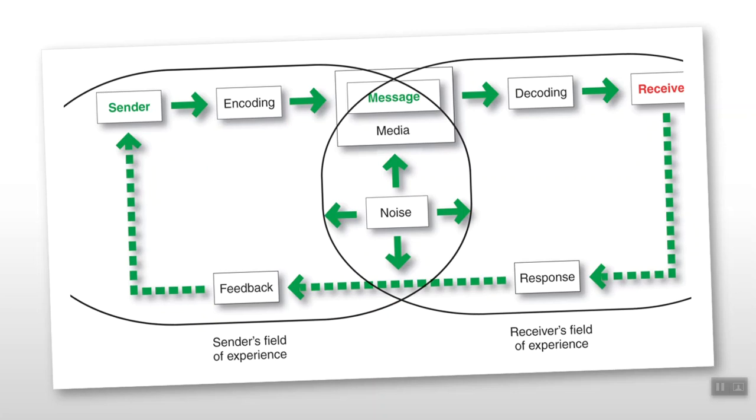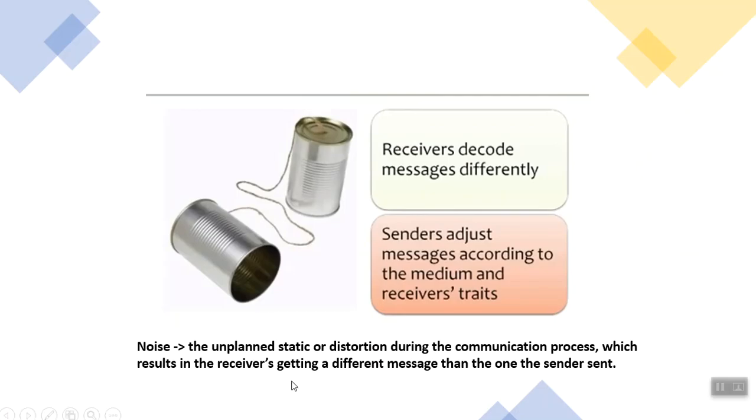During the encoding stage, the sender or the company puts its messages into a symbolic form that would have certain meanings, hopefully with the same meanings for the target market. And the receiver or the target people will assign meanings to the message. This might cause problems. Another thing is the noise in the environment, which refers to unplanned static or distortion during the communication process, which results in the receivers getting a different message than the one the sender sent. The noise may also cause the message not to be delivered to the recipient.